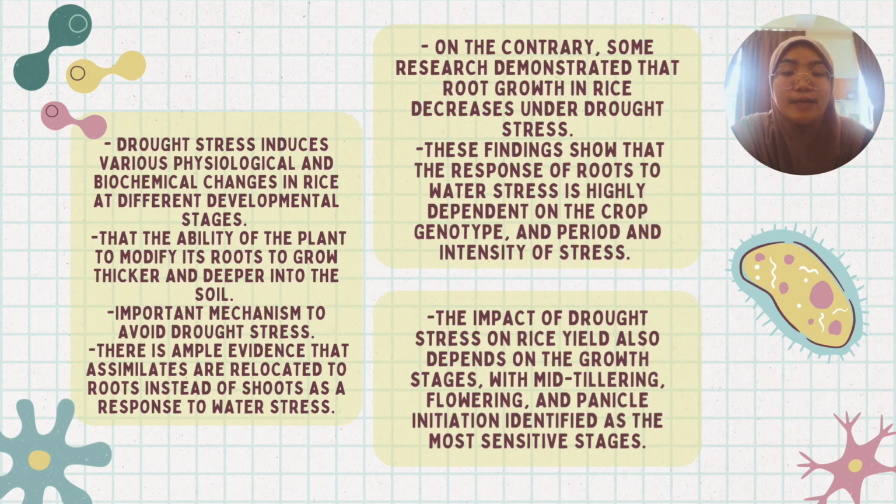It is thought that the ability of the plant to modify its roots to grow thicker and deeper into the soil might be an important mechanism to avoid drought stress, and there is ample evidence that assimilates are relocated to roots instead of shoots as a response to water stress. On the contrary, some research demonstrated that root growth in rice decreases under drought stress. These findings show that the response of roots to water stress is highly dependent on the crop genotype and the period and intensity of stress.